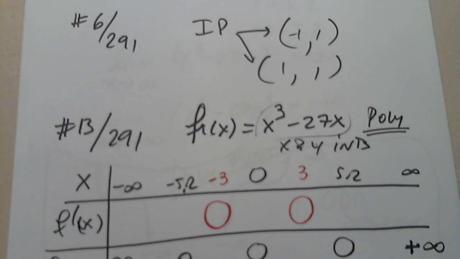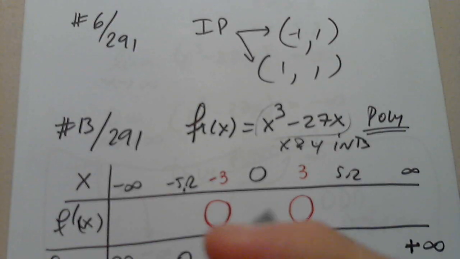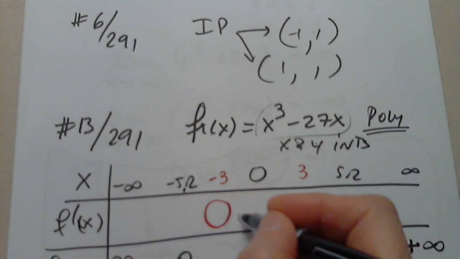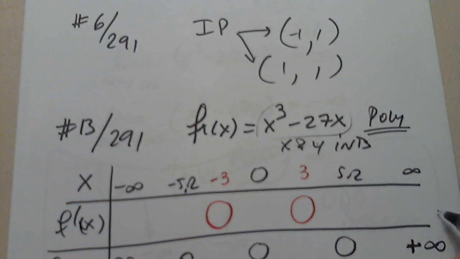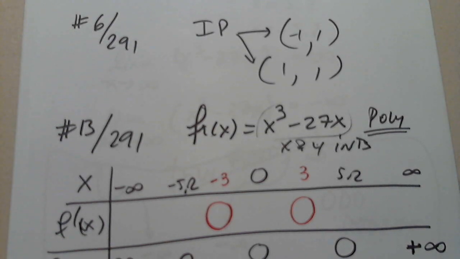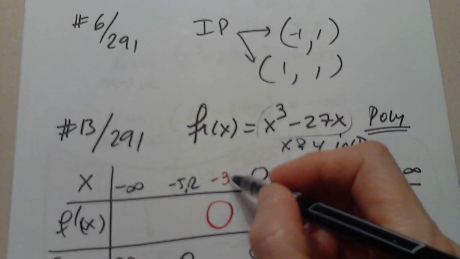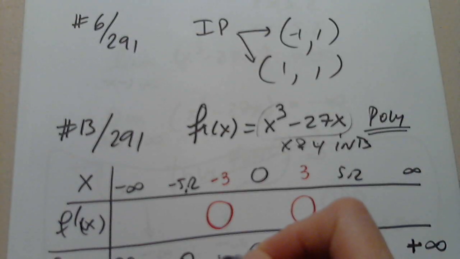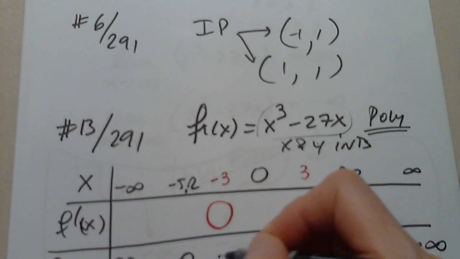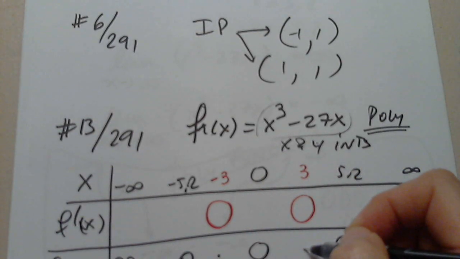Now, the analysis. Ready? I need to find the sign. I need to find the sign here, here, and here. I need to find the sign here and here. And then I'll know what conclusions I can draw. Before that, I need to find this y value here. I need to find the y value here.